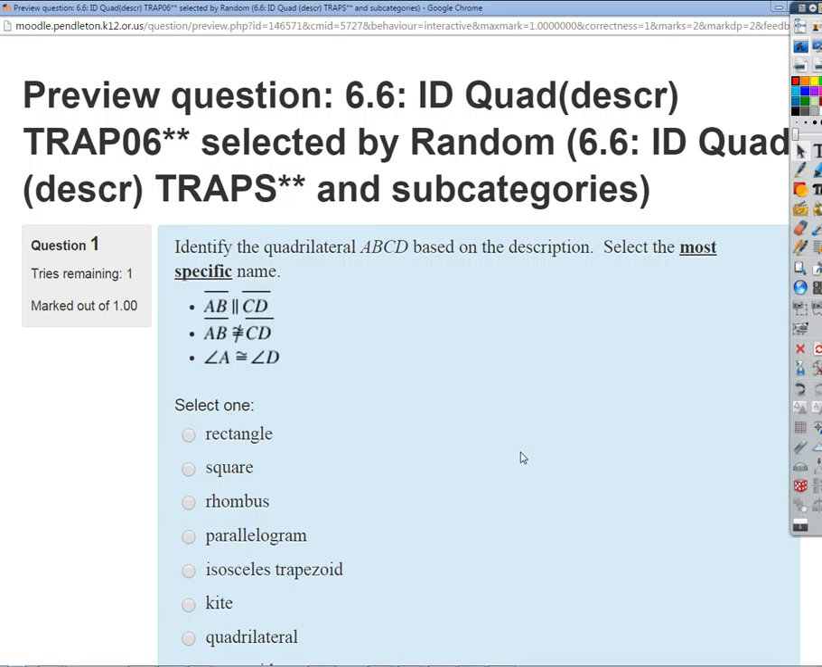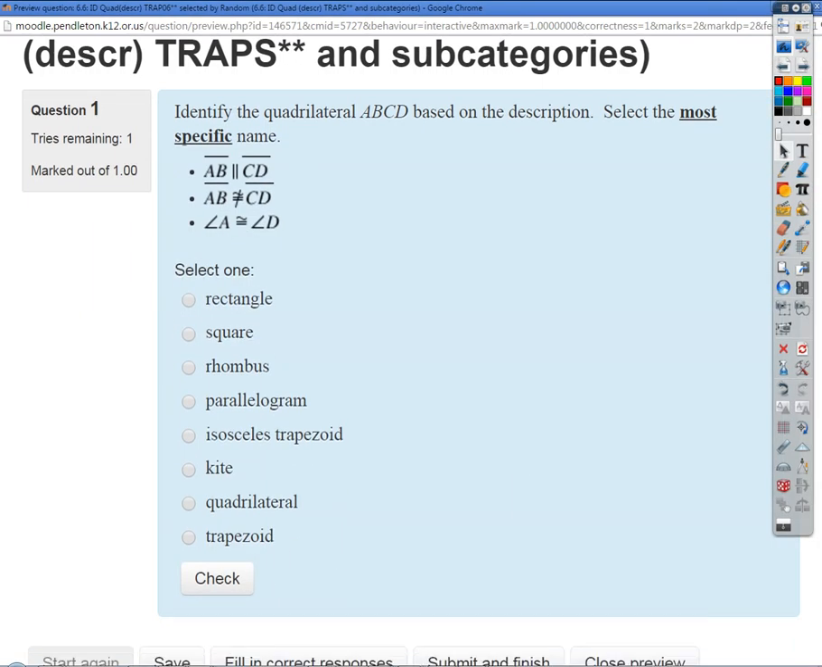I just want to make sure everybody understands what's going on with this. Okay, you ready? So we want to identify the quadrilateral ABCD based on the description. Select the most specific name that applies, right? So for example, if square works, does rhombus? Yes. Does panda? No, how come? Because square is more specific. Square is more specific, exactly, right? Okay, so what does this tell us then?